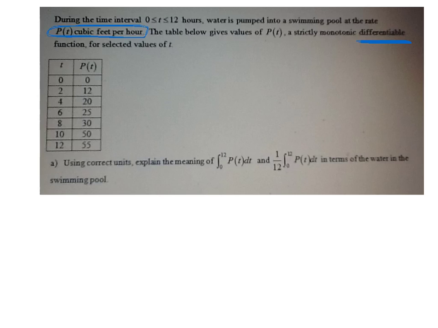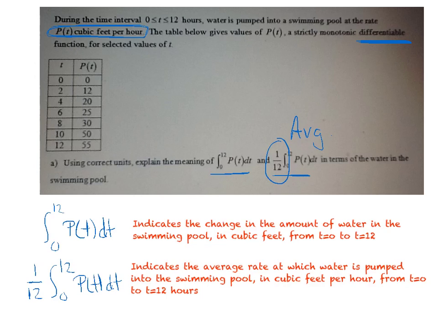So part A, using correct units, just explain the meaning of this integral and this integral in terms of water in the swimming pool. Now hopefully you understand they look different, and this 1/12 is jumping out at you as the word average. So go ahead and try to write 2 sentences and then take a minute and compare them to mine. So check out what I wrote. 0 to 12 of P of t dt indicates the change in the amount of water in the swimming pool in cubic feet from t equals 0 to t equals 12.